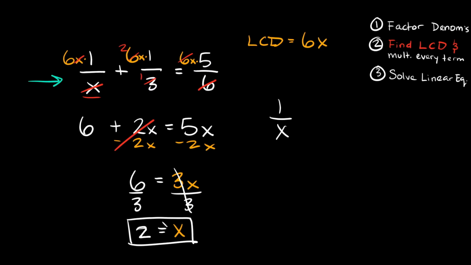If we plug in our answer right here for x, it would be 1 over 2. Did our denominator equal 0 when we plugged in our answer? No, it didn't. It's still just a 2. It's just a normal number. So that means this right here, x equals 2, is not an extraneous solution. It's just a normal, regular, good old-fashioned solution.